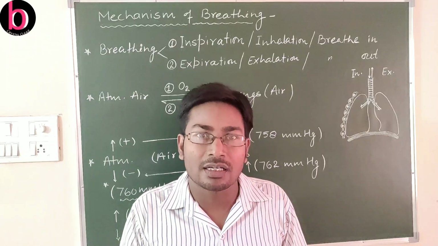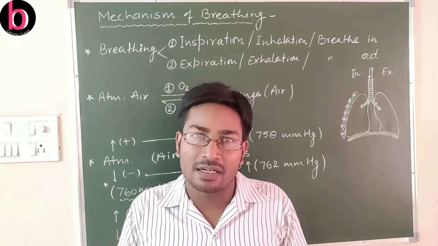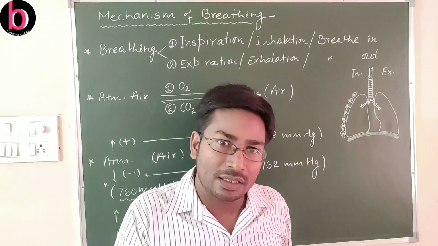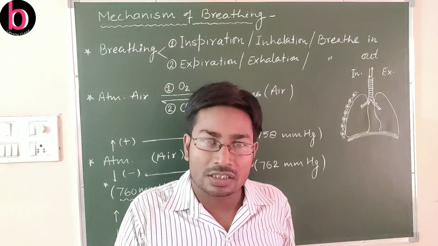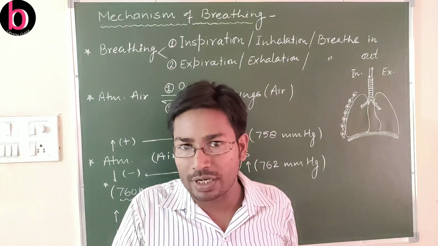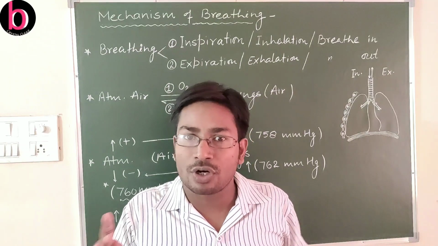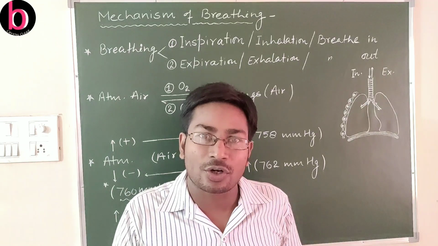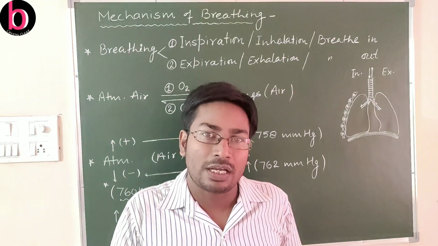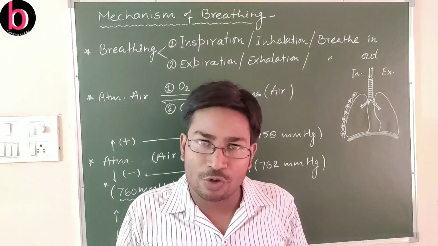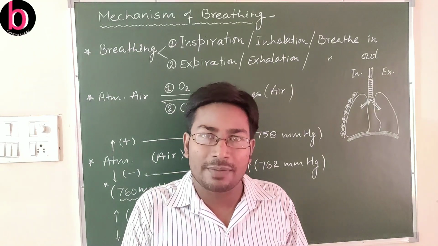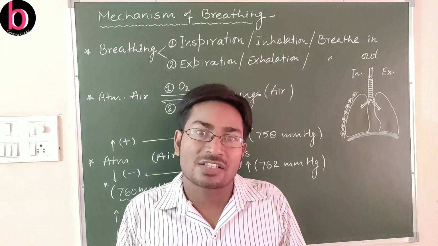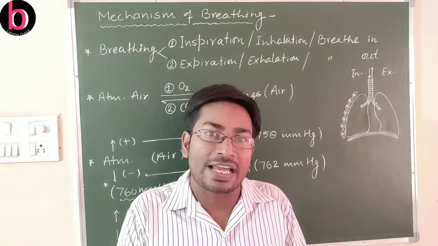is external respiration. Second, there was exchange between alveoli and blood. In the third step, oxygen is transported by blood up to cells or tissues. In the fourth step, there was again exchange across the cell membrane between blood and cell cytoplasm. And in the fifth step, there was utilization of oxygen by cells as well as removal of carbon dioxide.